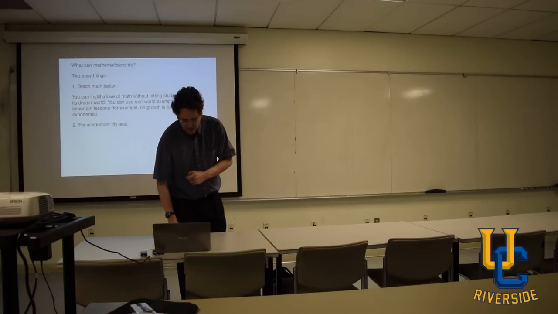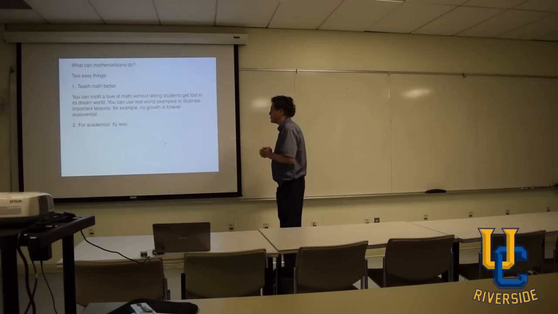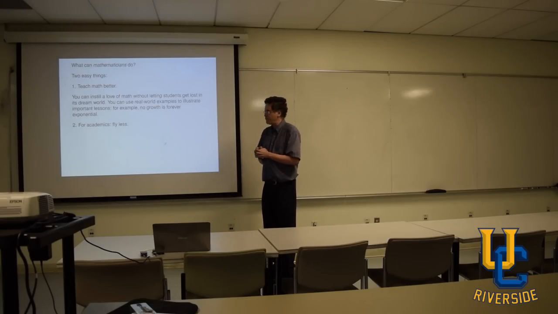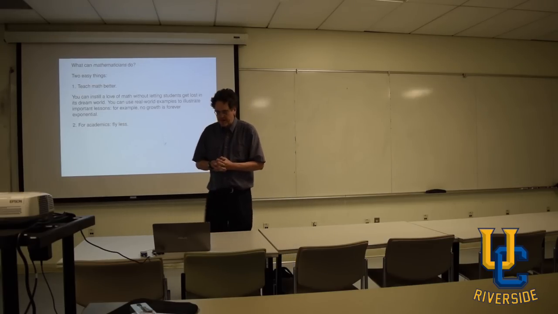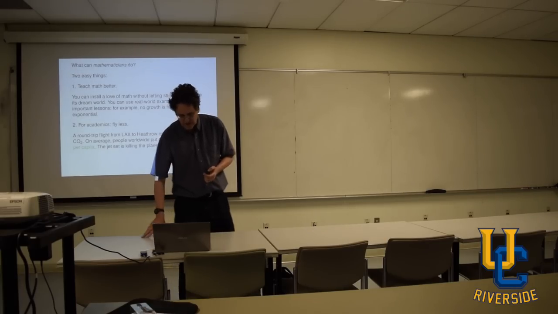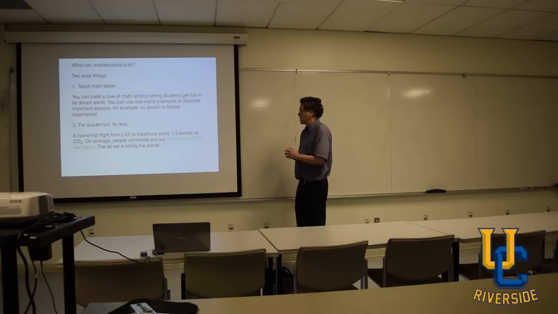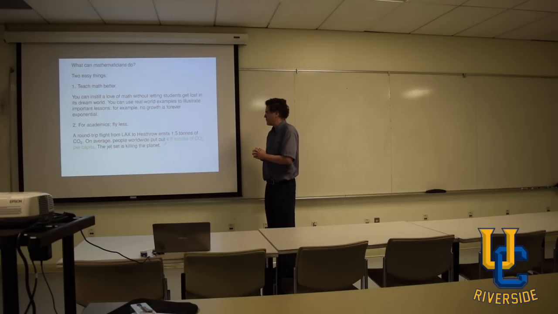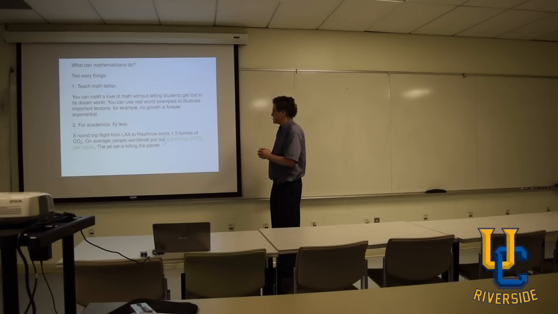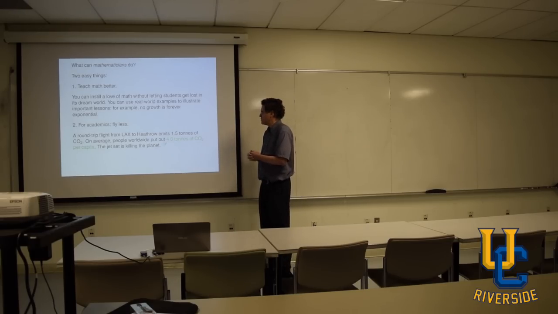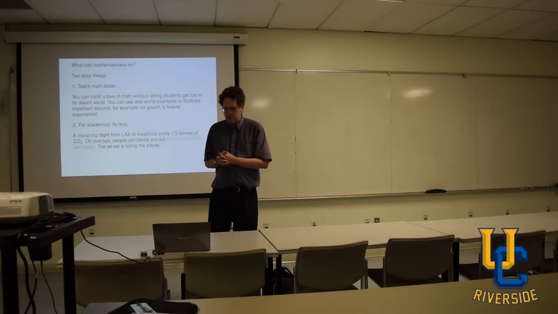So for academics, and this is not just for mathematicians, this is for all academics, if you want to cut your carbon footprint, take one less plane trip. That will be good. So for example, a round trip flight from LAX to Heathrow emits 1.5 tons of carbon dioxide into the atmosphere. How much does that really amount to? Well, if you take people worldwide and look at the average carbon emission, they put out about 5 tons of carbon dioxide, or 4.8 tons. So basically that one round trip flight to Europe is equal to about 1/3 of the total carbon budget of an average person.